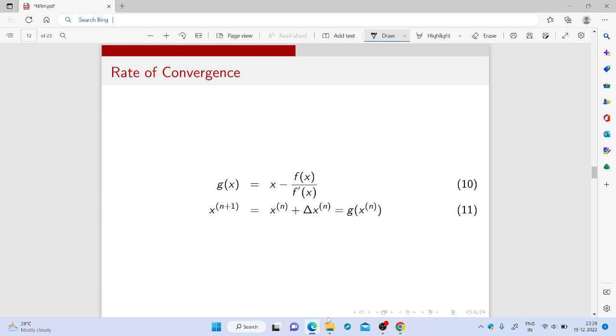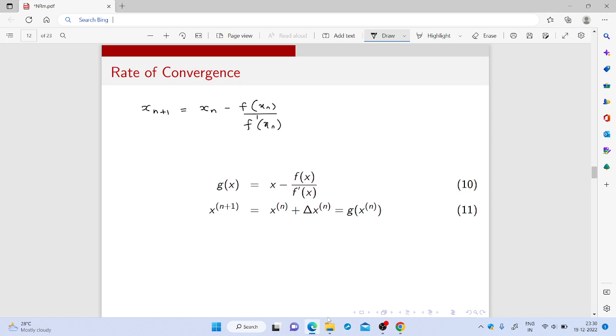Now coming to the factors affecting the rate of convergence or convergence issues in the Newton-Raphson method. We will consider the single variable Newton-Raphson method. In the previous class, we saw that x n plus 1 will be equal to x n minus f of x n by f dash x n.